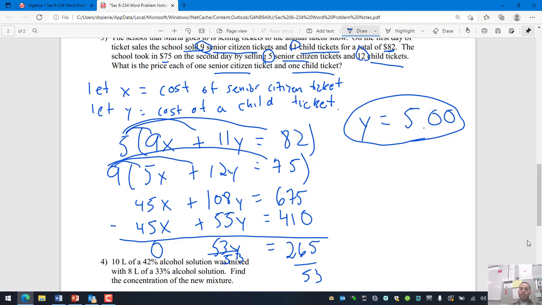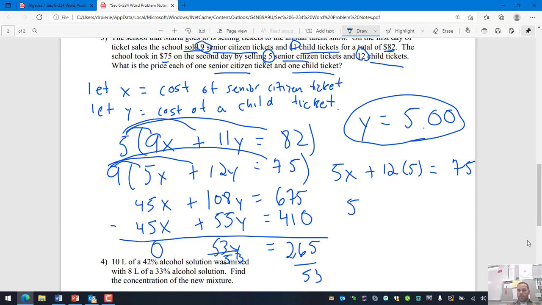Okay, so I like the second equation a little better. I'm going to rewrite it. I'm still going to start with a 5. I'm still going to have an x. I'm still trying to solve for senior citizen ticket cost. Still have a plus. Still have a 12. But instead of writing y, I know that y is equal to 5, so I plug in a 5 for y, and it's equal to 75.